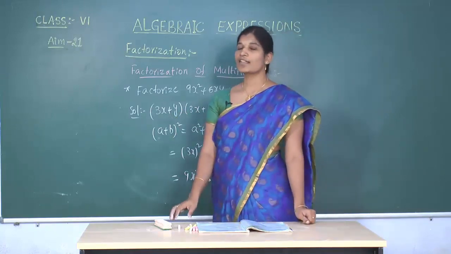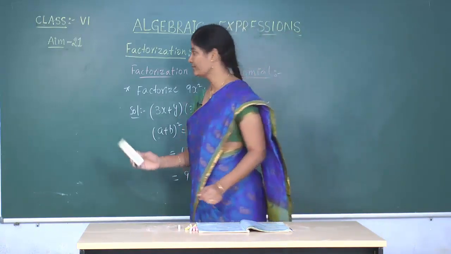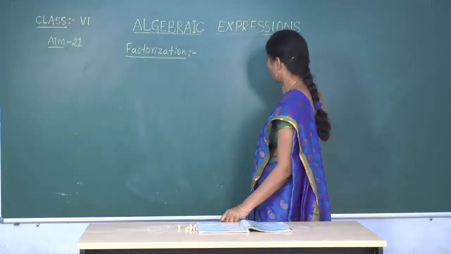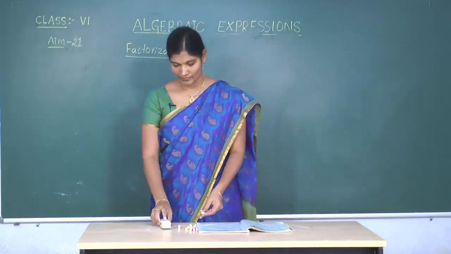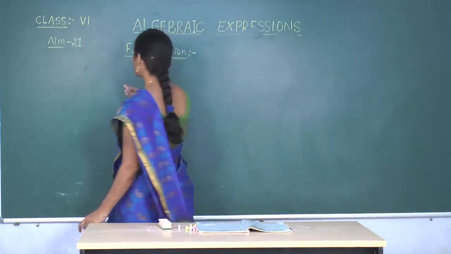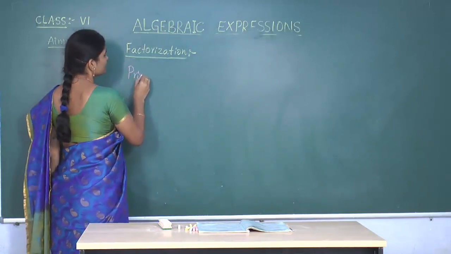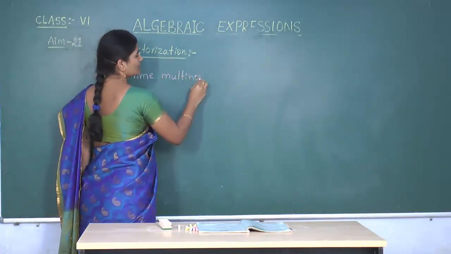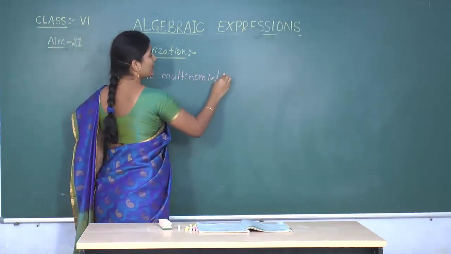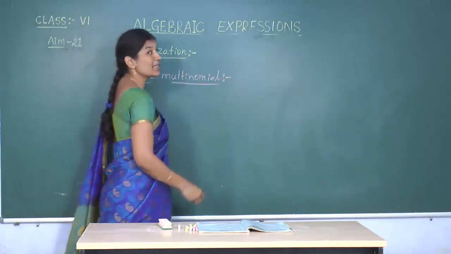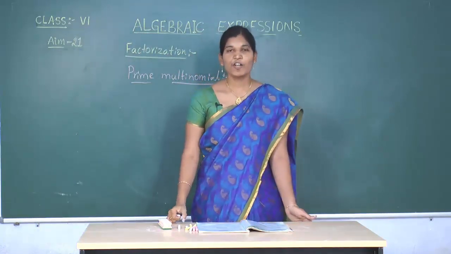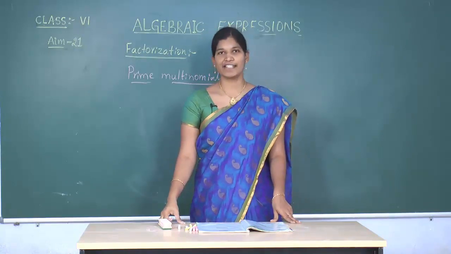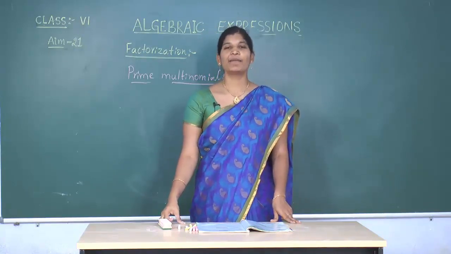And now, what is a prime multinomial? A multinomial is said to be prime if the multinomial contains the factors 1 and itself only. Then only we can say that the multinomial is a prime multinomial.